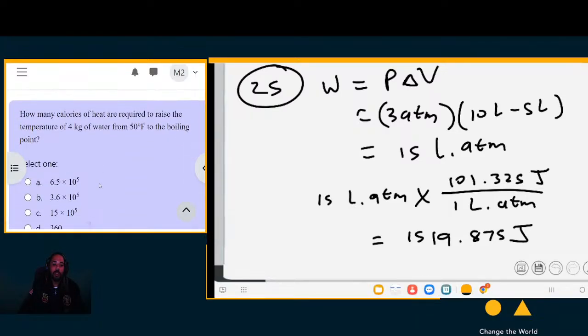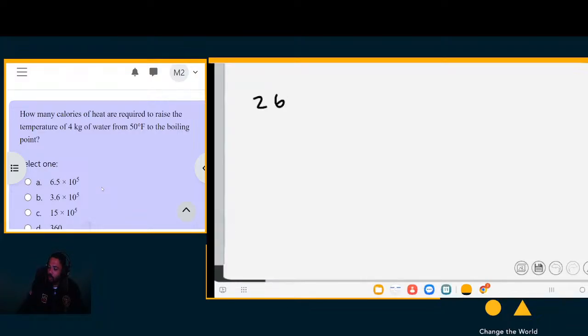Question number 26. The last one for today and the semester. So, how many calories of heat are required to raise the temperature of 4 kilograms of water from 50 degrees Fahrenheit to the boiling point? Okay, 50 degrees Fahrenheit to the boiling point.